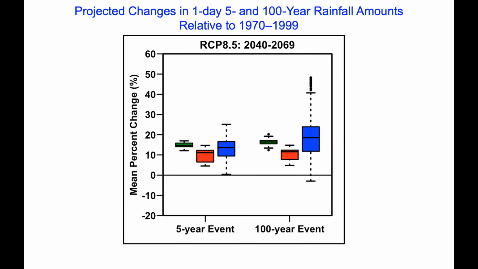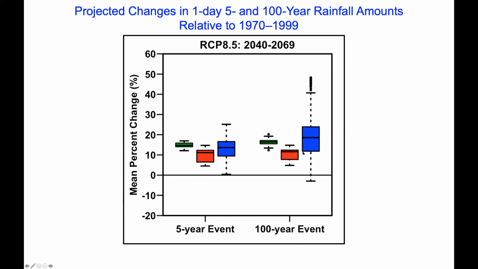If we do the same thing but move out to mid-century, again, all of the projections from each of the approaches increase. So we see this change in mean precipitation for the 1 day, 1 day 5-year, and 1 day 100-year storm going up. You see a bit more separation between the approaches, with the simple delta method showing about a 15% increase in both the 5 and the 100-year storm.